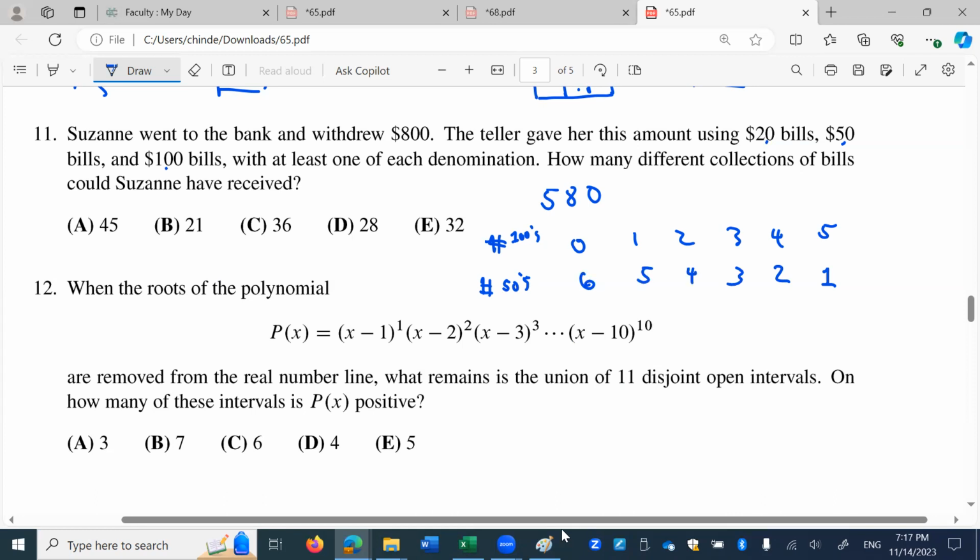If I don't have any $100 bills, I could have either 0, 2, 4, 6, 8, or 10 $50 bills. But I can't have any odd number of $50 bills, and I certainly can't have 12 or more. So I just have to add up these numbers. So 1 plus 2 plus 3 plus 4 plus 5 plus 6 is 21.